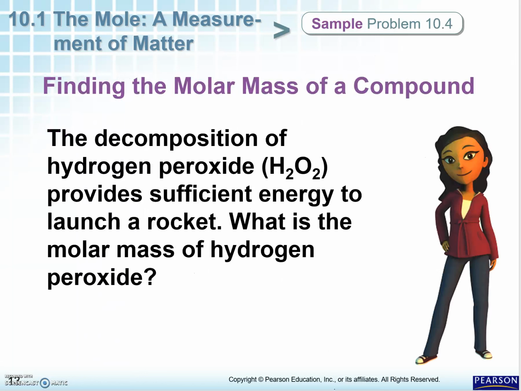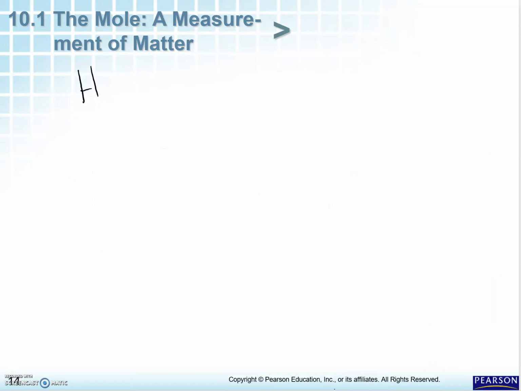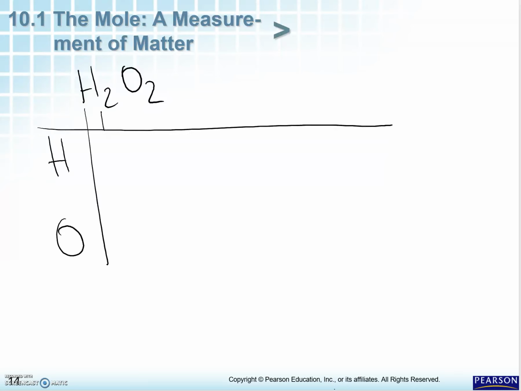All right, let's see if we can give this one a shot. So we're looking at the decomposition, which we know is the breakdown, of hydrogen peroxide, which looks like this, to provide sufficient energy to launch a rocket. So we're trying to find the molar mass of hydrogen peroxide. If I were to write out our chemical formula, H2O2, I would start by making our chart where we have H and O in their own column. We have the number of atoms, the molar mass, and that's going to come from your periodic table.